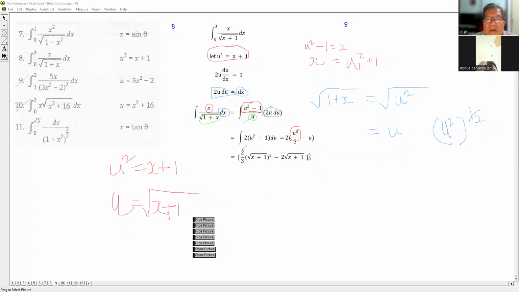So this one, u cube over 3, and the 2 I write outside, 2 over 3. u cube, this one cube here. So it becomes square root of 1 plus x, cubed. And this u here, the 2 is still there. The 2 you put outside. u is square root of x plus 1. So then you plus the c there. So this is the answer.